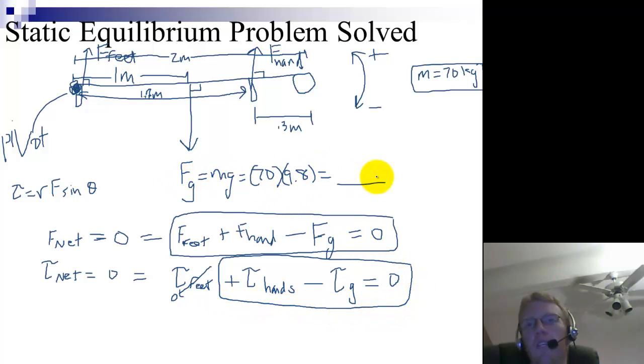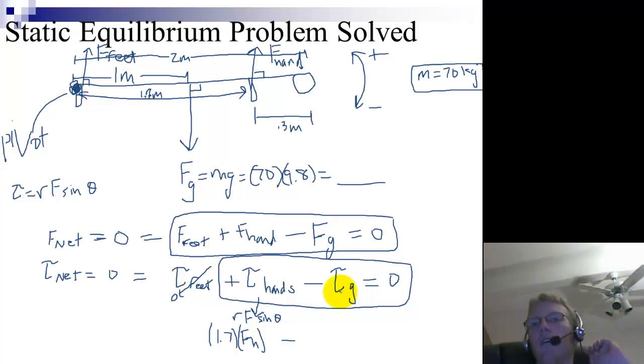We already found out the force of gravity. That one is now known. So our two unknowns are the force on our feet upward and the force on our hands upward. Okay, so how can we figure these guys out? In place of torque of our hands, we need to put in R of our hands, F of our hands, sine angle of our hands. So what's the radius to our hands? Bam, 1.7. Okay, force of our hands, that's unknown. And what's the angle? The angle is 90 degrees, and therefore sine of theta is just 1.